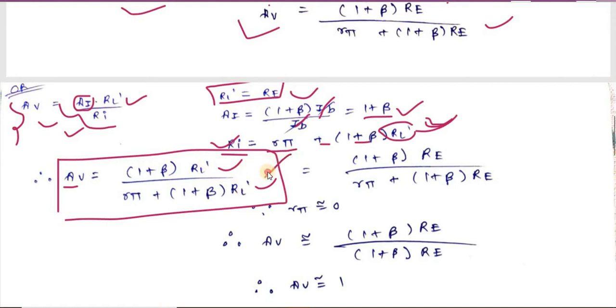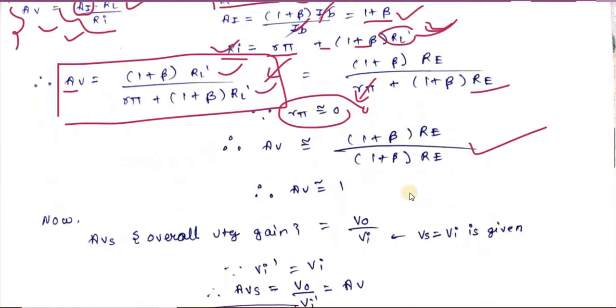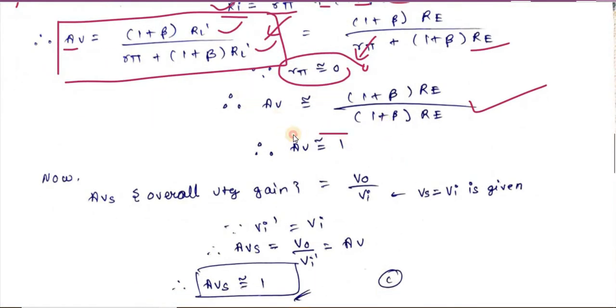If we put all the values here, we get 1 plus beta RL dash, and we know RL dash is Re. Simplifying, we get 1 plus beta Re upon R pi plus 1 plus beta Re. As we already know, R pi is equal to 0 from DC analysis. So if we keep R pi equal to 0, we get 1 plus beta Re upon 1 plus beta Re. So here you can see we get an internal voltage gain which is nearly equal to 1.